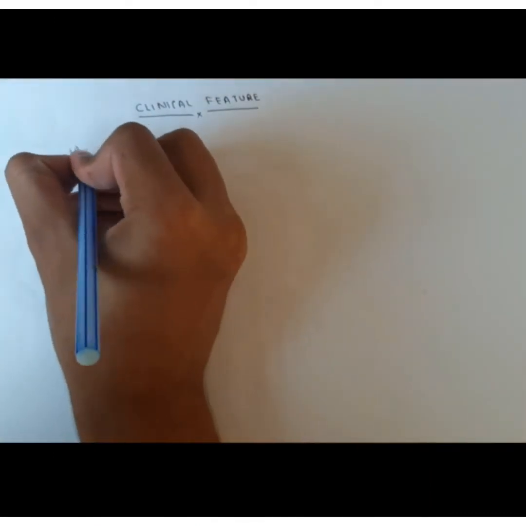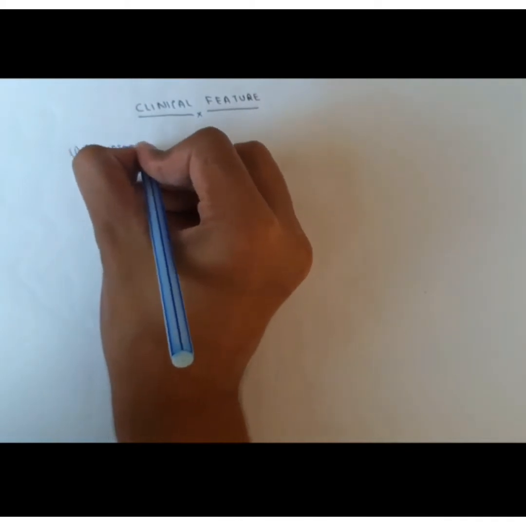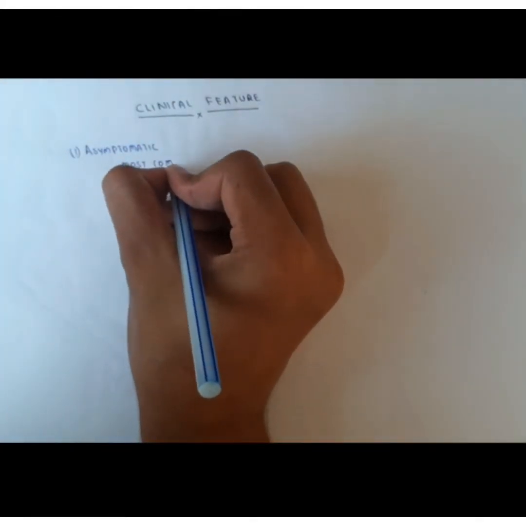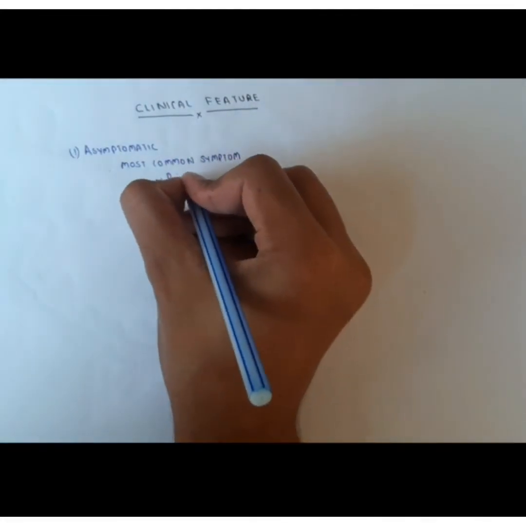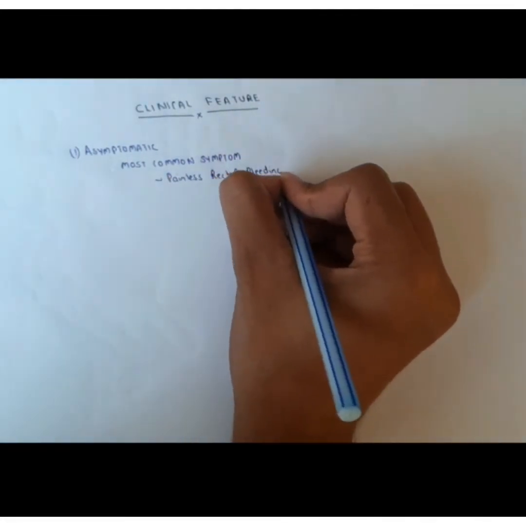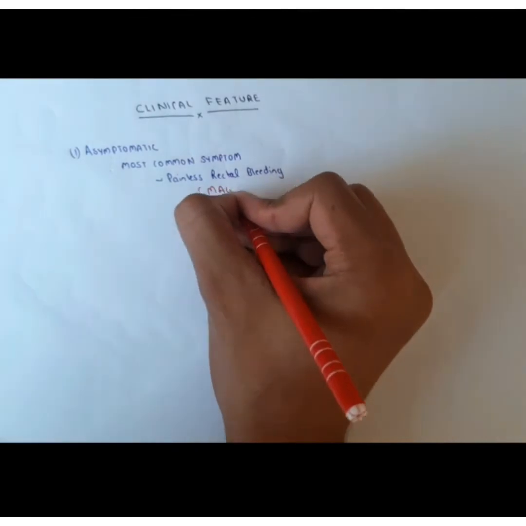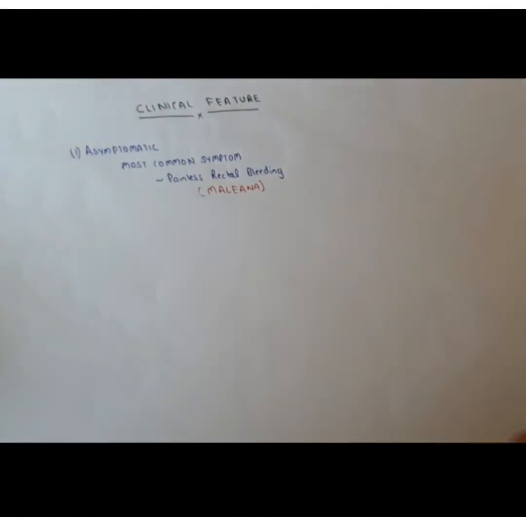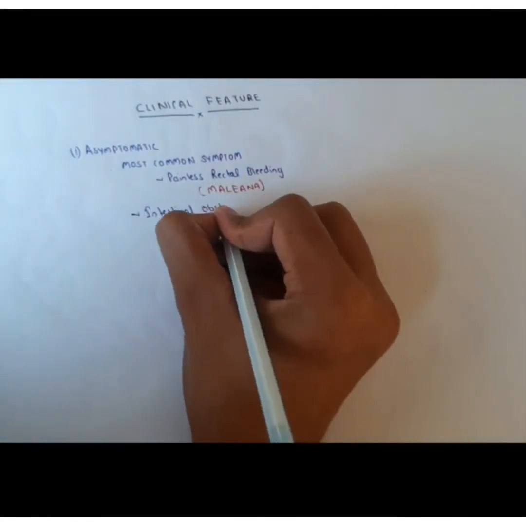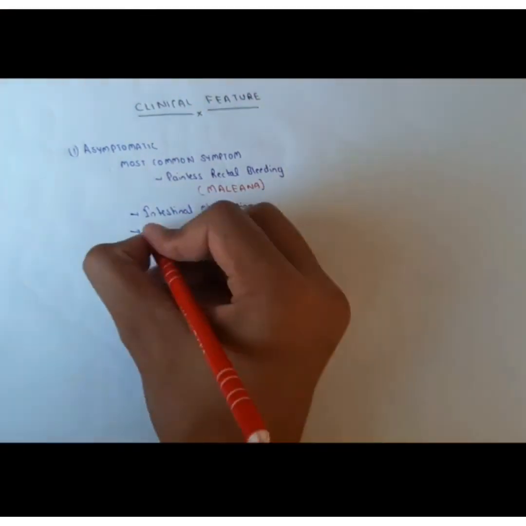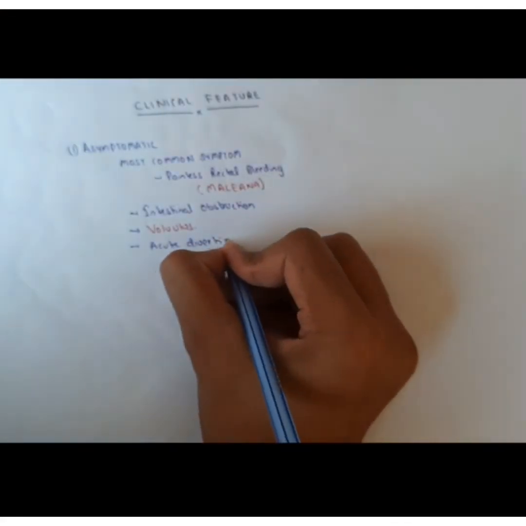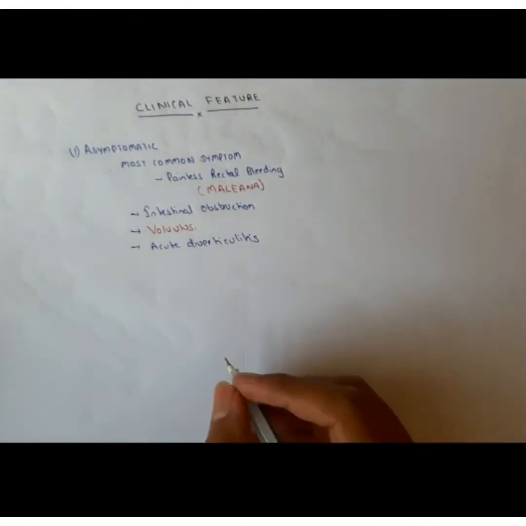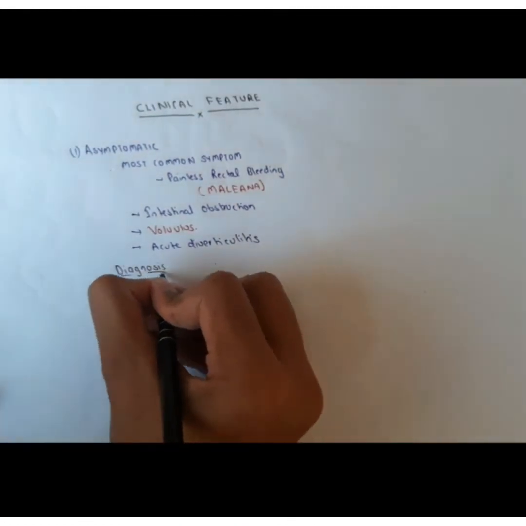Look at the clinical features of Meckel's diverticulum. Most patients having Meckel's diverticulum are asymptomatic, but if present, the most common symptom is painless rectal bleeding, which can be in the form of melena. Other complaints can be due to intestinal obstruction and volvulus. Meckel's diverticulum can also be complicated by excess secretion of acid, which leads to acute diverticulitis.